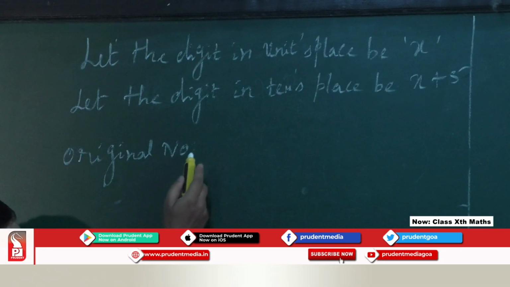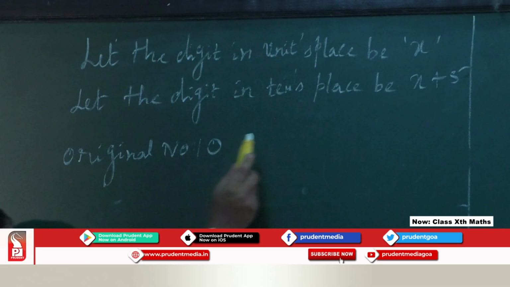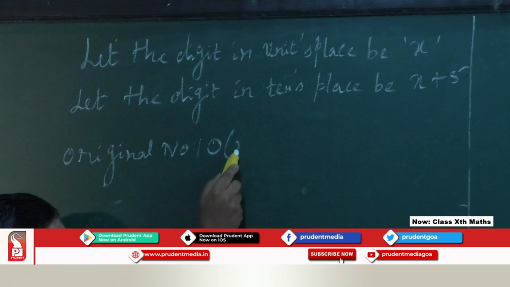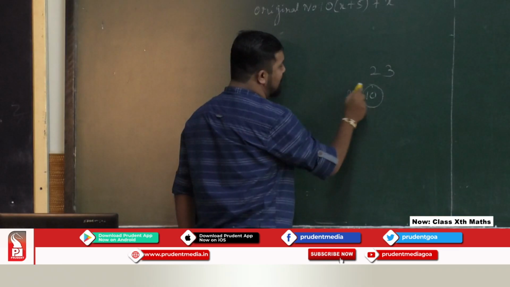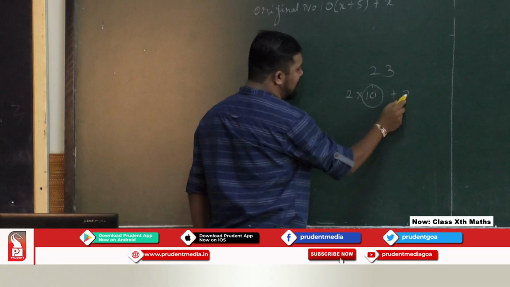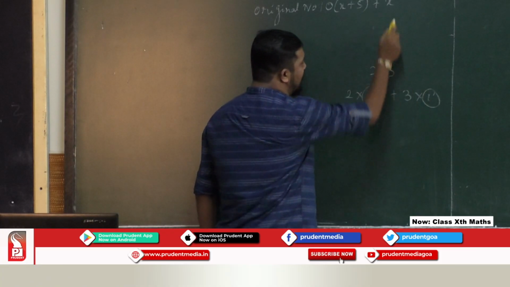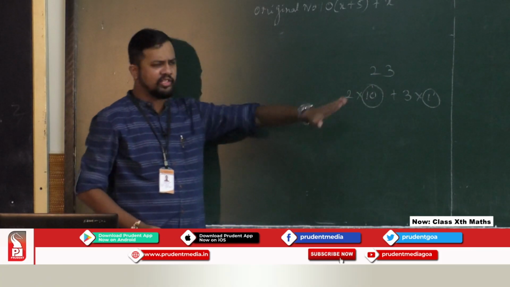What I was doing, tens place. So tens place means number 10. What is the tens place digit? It is x plus 5. Unit place x multiplied by 1, which is same as x. You may remember, right? When I did 23, 2 was multiplied by 10, this 10 was there, this tens place, plus 3 multiplied by 1, so ones place. Okay, so this is just recollecting.